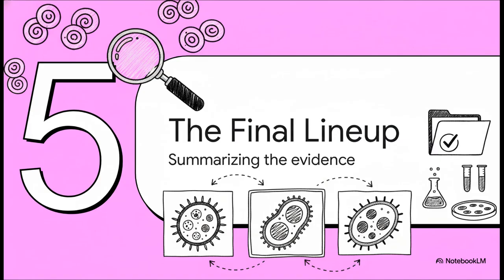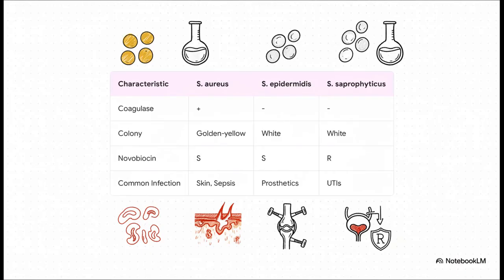Okay, the evidence is in and the lab work is complete. It's time to bring our 3 main suspects in for one final lineup so we can close this case. And here it is, the final rap sheet. Check it out. Look at that coagulase row. That's our first major distinction, right? Then the colony color separates S. aureus again. And finally, that novobiocin test tells the last 2 apart. With just these few tests, we can build a really clear profile for each suspect, from the highly dangerous S. aureus to the specialists like epidermidis and saprophyticus.